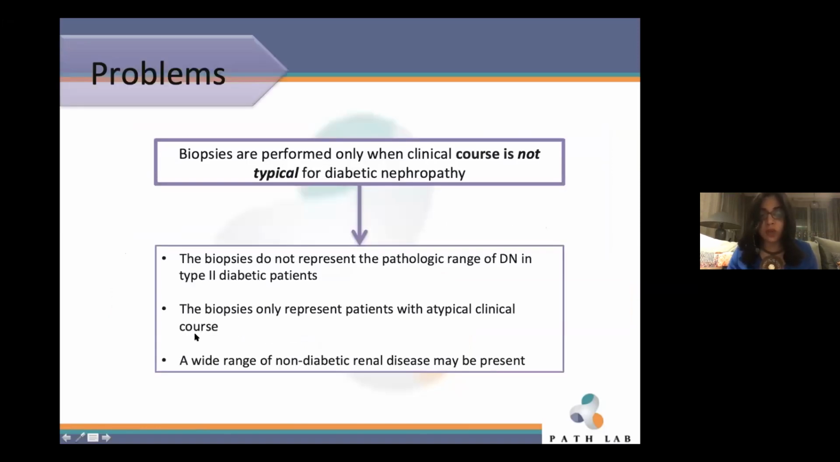The problem is that biopsies are only performed when the clinical course is not typical for what you consider diabetic related kidney disease. Biopsies do not represent the full pathological range of diabetic nephropathy in type 2 diabetic patients. We don't know, because we don't have that many biopsies in type 2. So there could be some pathologies we are missing in diabetic nephropathy, which we don't know about. The biopsies only represent patients with a typical clinical course, so it's expected to find all sorts of findings within this biopsy. Again, it does not reflect the reality, and there could be a wide range of non-diabetic renal disease which is missed.